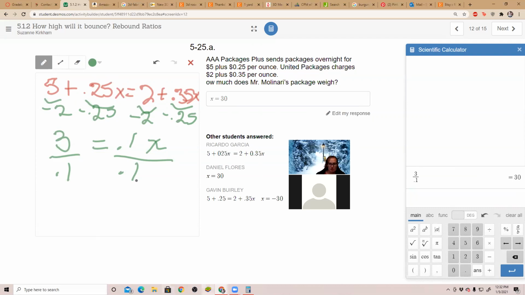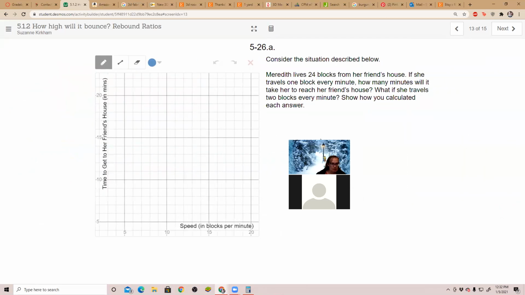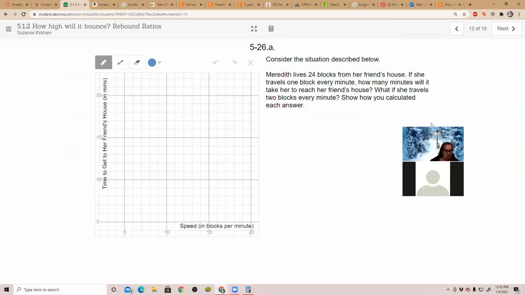Okay, page 13. Meredith lives 24 blocks from her friend's house. If she travels one block every minute, how many minutes will it take her to reach her friend's house? And what if she travels 2 blocks every minute? Show how you can calculate each answer.